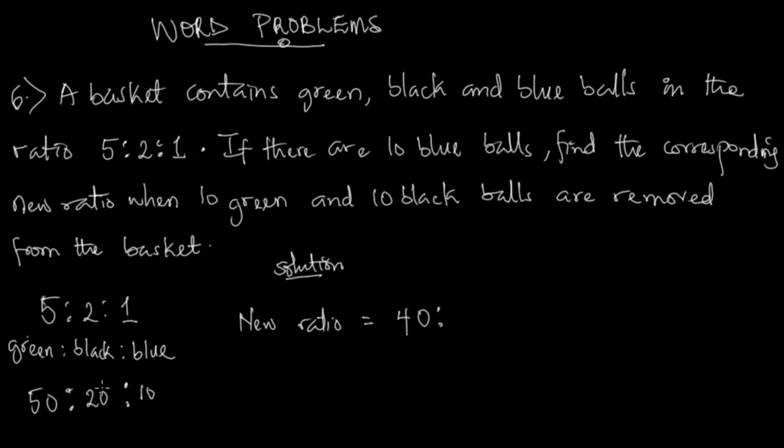When we remove 10 black from this 20 black, we're going to be left with 10 black balls, and we still have our 10 blue balls. Therefore, our new ratio is 4:1:1, and that is the answer to the question. Moving on to question 7.